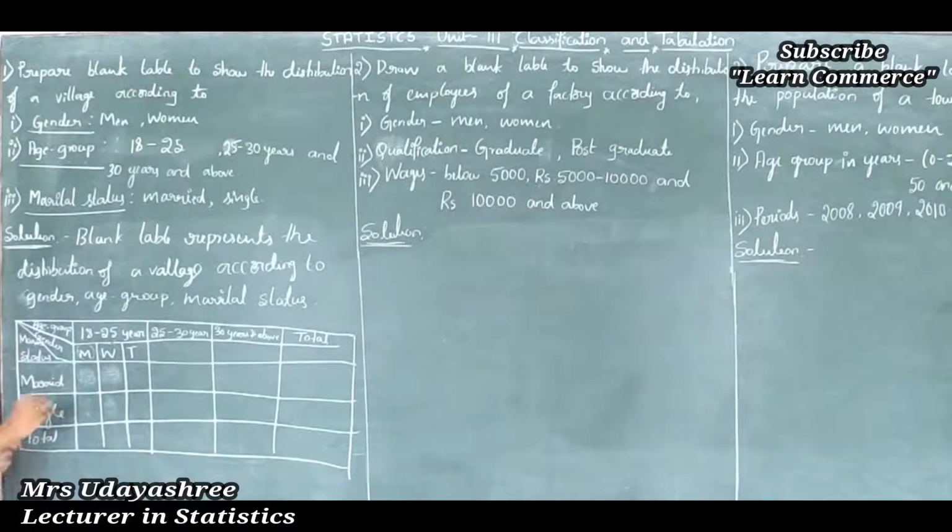Okay, like that. So total in the sense what? Here in married, in between 18 to 25, some people are not married. So total is the number of persons who are not married.